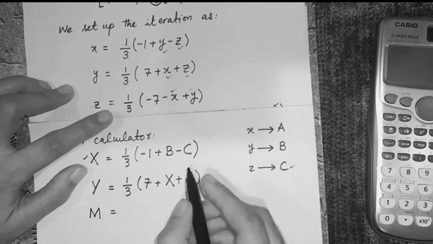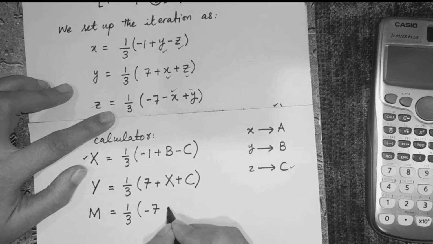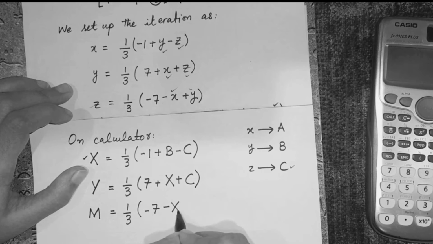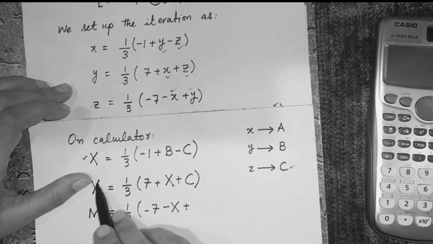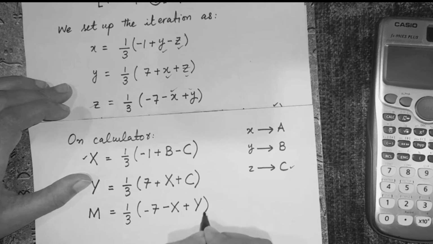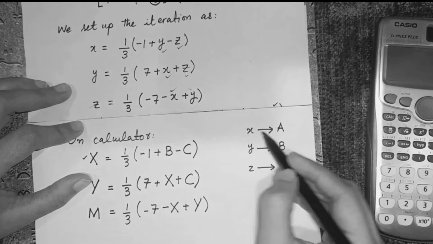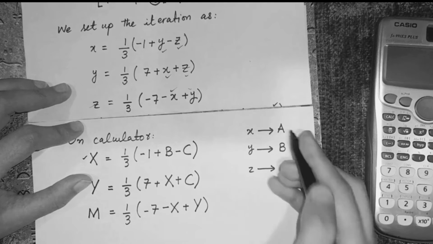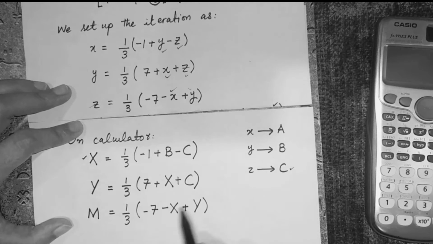Okay. Now for the third one, 1/3 (negative of 7, negative X, this value we just calculated, and plus Y. As we have calculated Y, we will put the capital Y. We will not write B here. I'll write A just to let you know that we are using X to A, B and C. We haven't used A here, I just want you to understand well. So this is what we are going to write on the calculator.